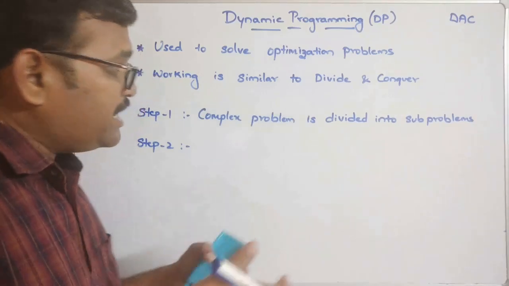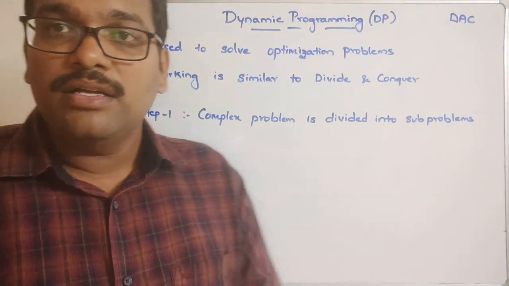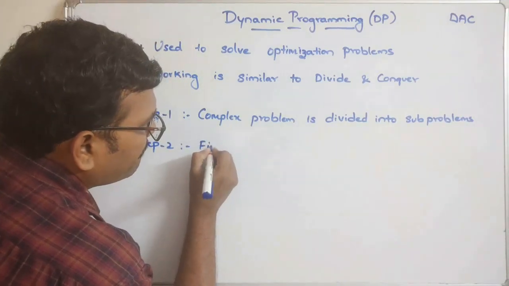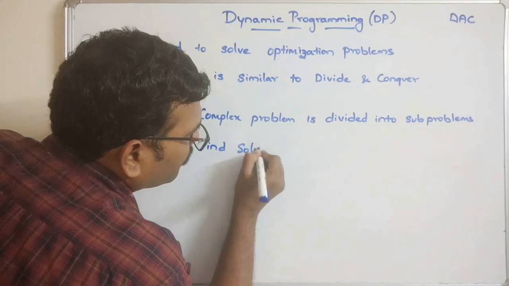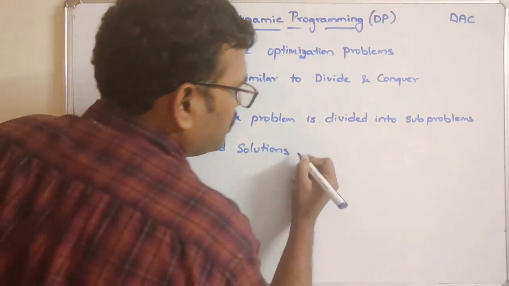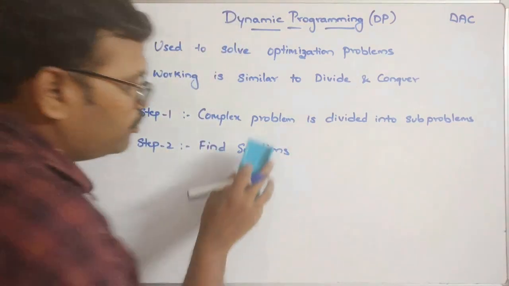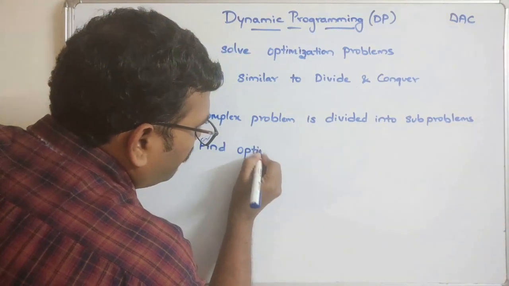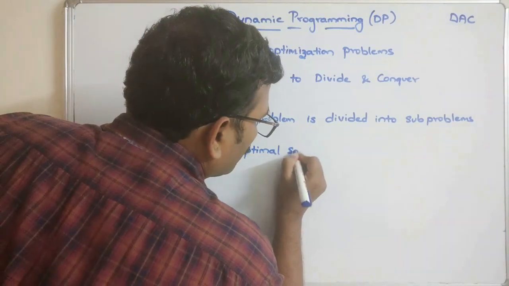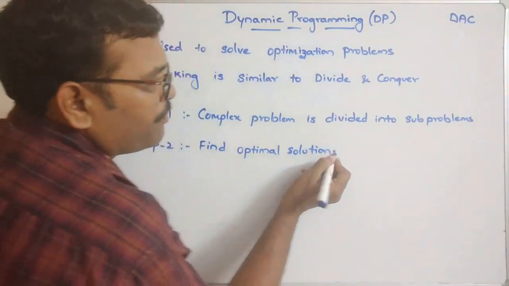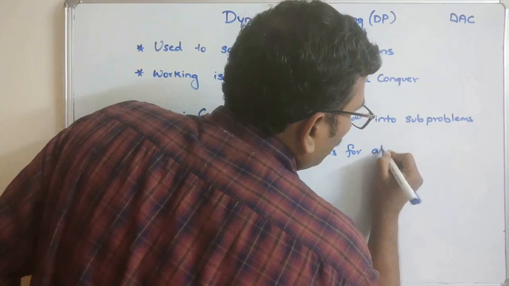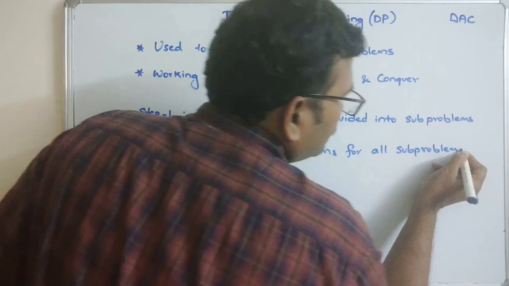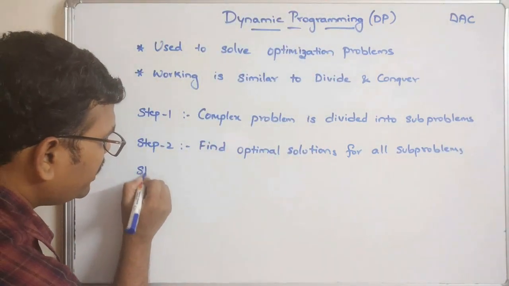Next we have to find the solution for these sub-problems. Here also we find optimal solutions, and that is important. Find optimal solutions for all sub-problems. Here this is also common.